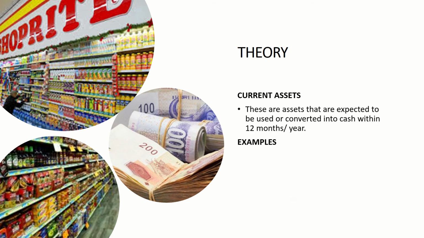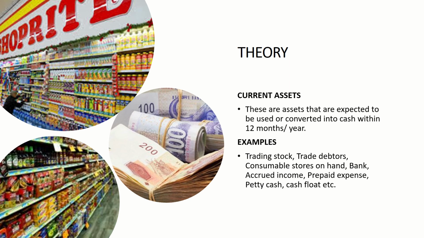Examples of current assets will be trading stock. This is the stock that you normally buy in order to resell at a higher price. Trade debtors, these are the people that owe us as the business. Consumable stores on hand, these are simply your expenses like stationery and packing materials that were not used. We've got bank, accrued income, prepaid expense, petty cash, cash float, etc. I did explain that bank is the most liquid current asset, meaning that it is the most used up current asset and is the quickest current asset to be used.